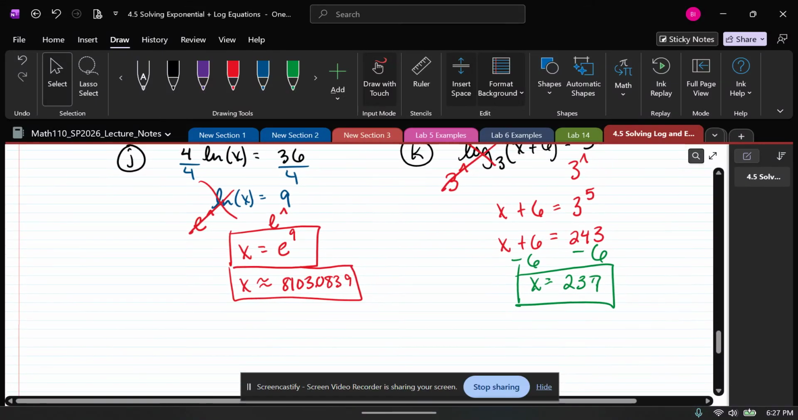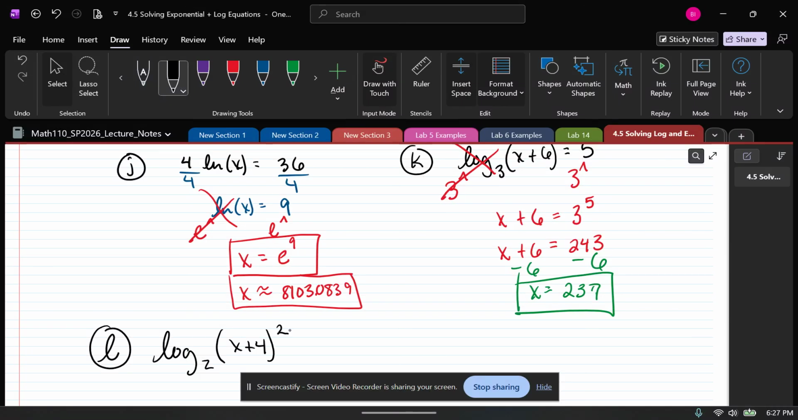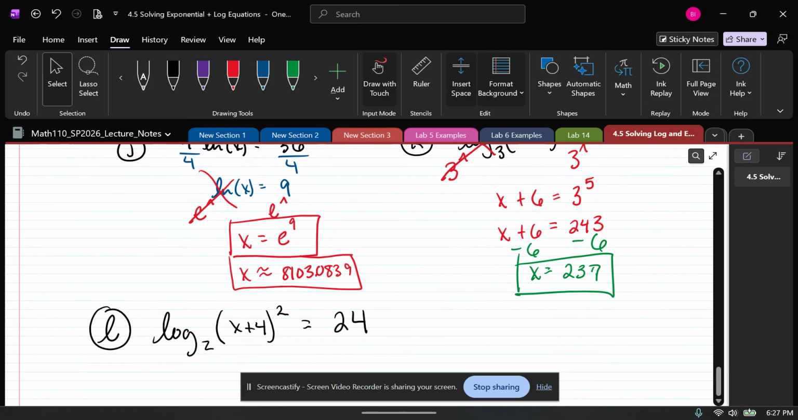You can still see that a little bit. Log base 2 of x plus 4 squared equals 24. So here's where we're going to start adding in some of our logarithm properties here. Or we can on this one anyway. What log property does the left side show that I could use? Power rule. Got an exponent there.